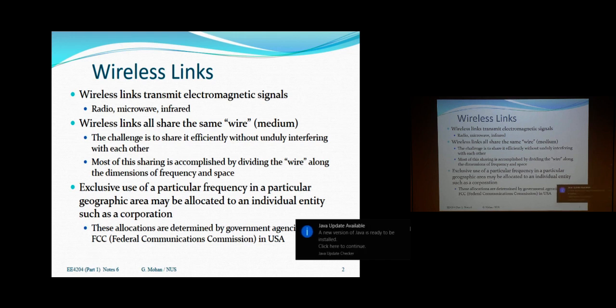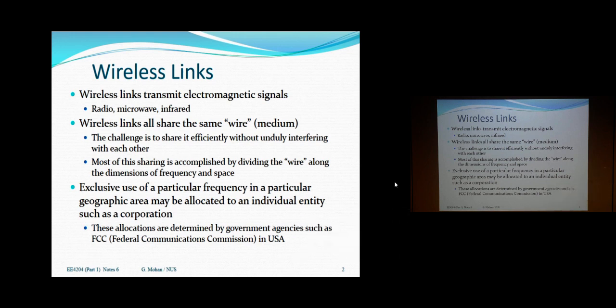Wireless, when compared to the wired one, which shares the same wire or medium, here the medium is the space. Then the question or the challenge is how efficiently we are going to share the wireless medium. It's basically a broadcast medium. In other words, the sharing could be accomplished along the dimension of what is called frequency and the space.